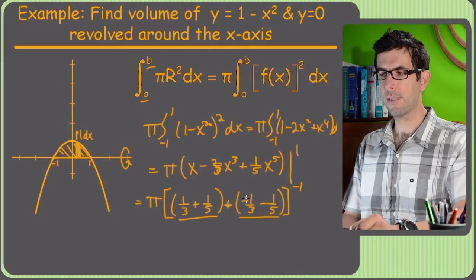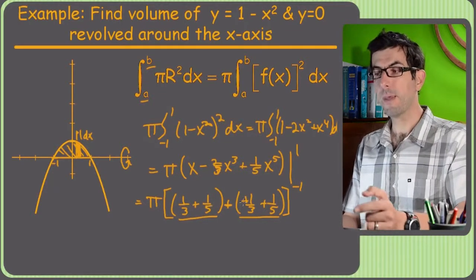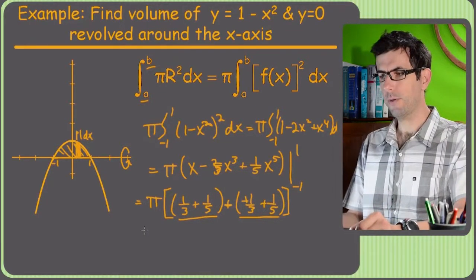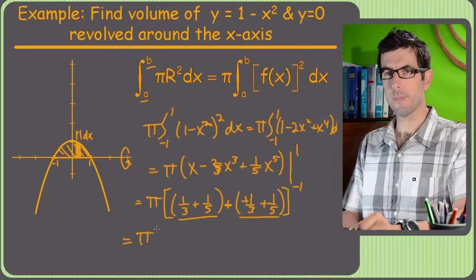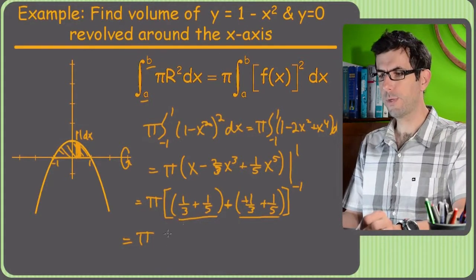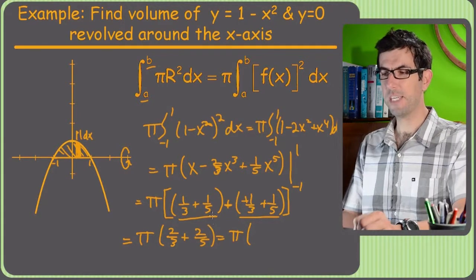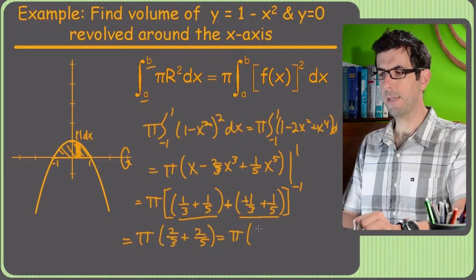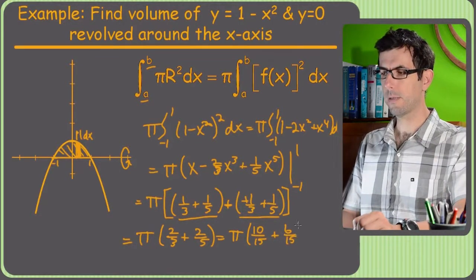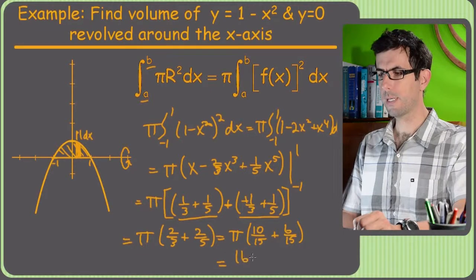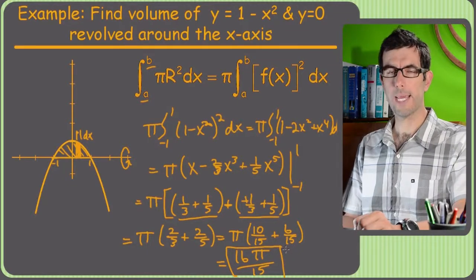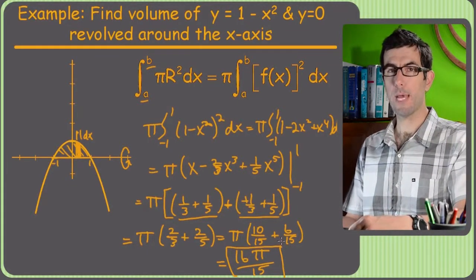Because this negative is going to cancel these negatives, and we just end up with 1/3 plus 1/5 plus 1/3 plus 1/5. So that is going to be pi times 2/3 plus 2/5. Looks like we got to do 15ths here. So 2/3 can be 10/15 plus 6/15 equals 16 pi over 15. Wacky. Alright, so that's pretty much what happens with dx problems.